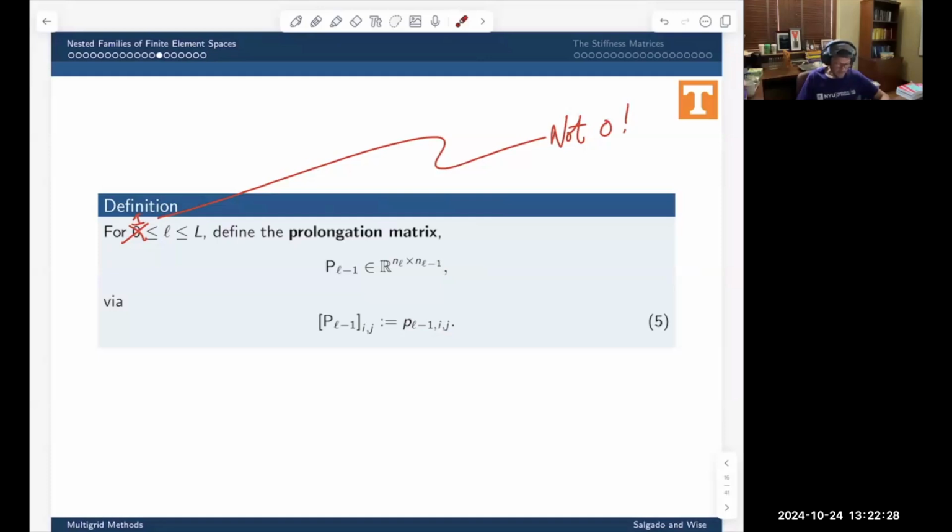Okay, so this is the prolongation matrix. How do you define a matrix? Well, you define a matrix by telling a person what the entries of that matrix are, but you have to specify every possible entry of that matrix, and that's what we've done here. So we've completely defined the prolongation matrix. Now, is this definition useful in any way, shape, or form? We don't know yet.